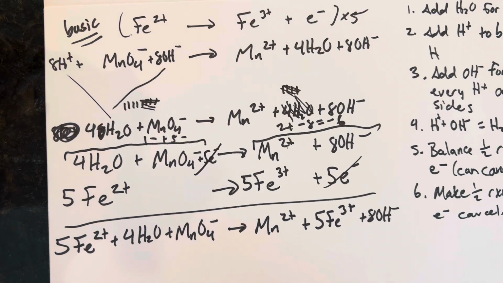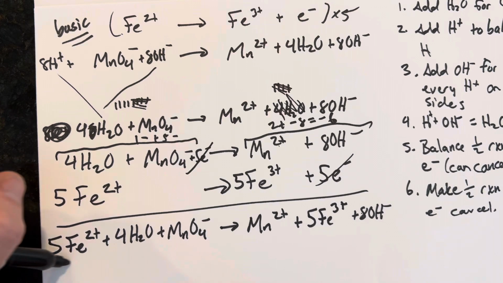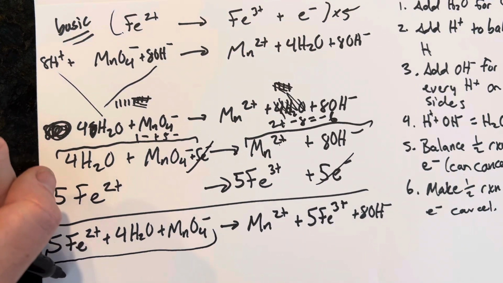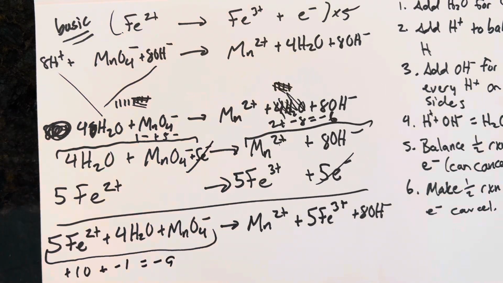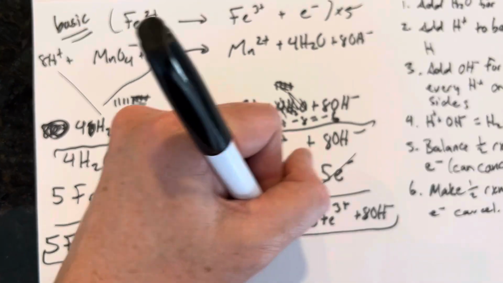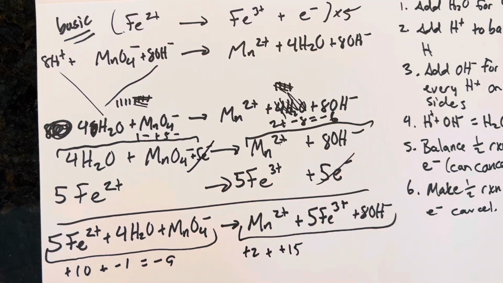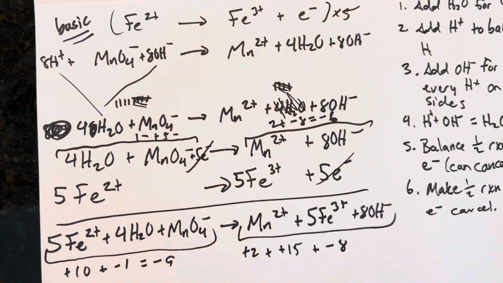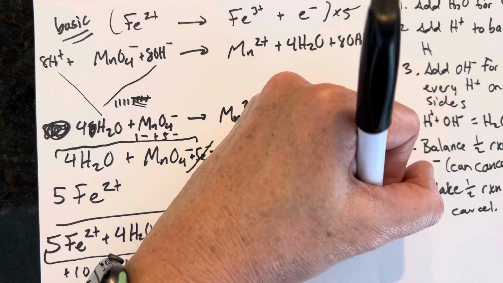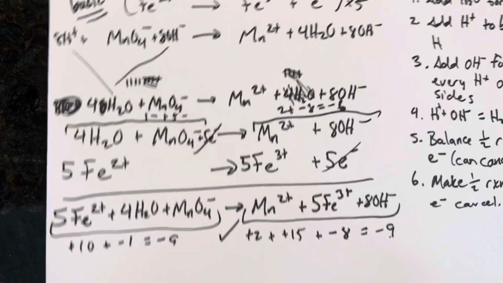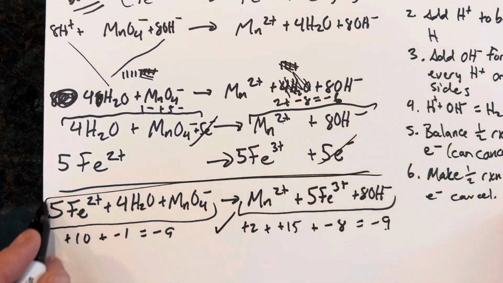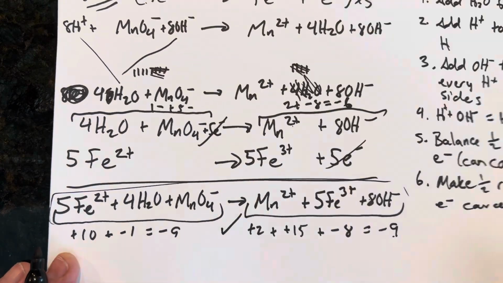Last but not least, let's look at these charges. Okay. So over here, from my 5 Fe2 pluses, I have a positive 10 plus a negative 1, or a total of negative 9. And over here, I have a positive 2 plus positive 15, 5 Fe3 pluses, plus negative 8, which also happens to be negative 9. So we have the same charges on both sides. That's a good sign, and hopefully feeling okay. This would be our balanced reaction right there in basic conditions. Woohoo!